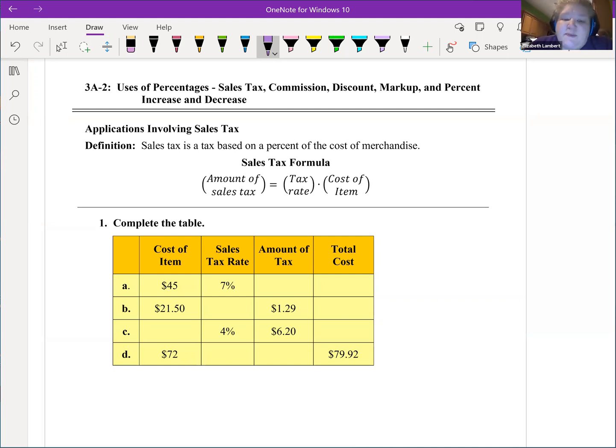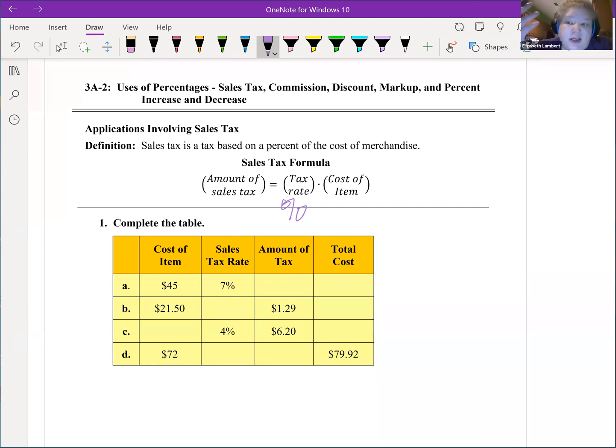It's a tax based on a percent of the cost of the merchandise. So here, the tax rate times the cost of an item is going to give us the amount of sales tax. The tax rate is our percent as a decimal. We're writing it in the table here as a percent, but when we use it in the formula, we need to use it as the percent over 100.